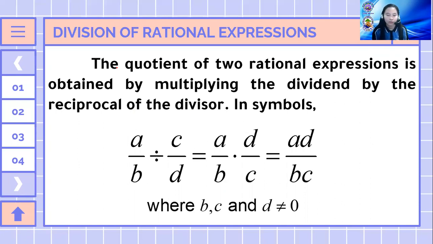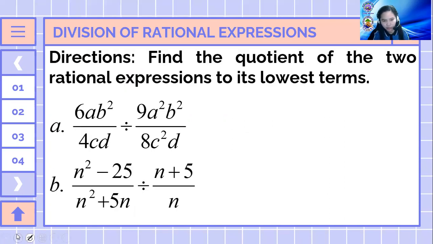Okay, during your grade level 6, 7, right? We have the keep, change, and flip. Keep the dividend, change the operation, and then flip the divisor or take the reciprocal of the divisor. So it is still the same with the division of rational expressions. Okay, so this is the symbol that we have. Now I have here two examples. We have to find the quotient and express the final answer in lowest terms.